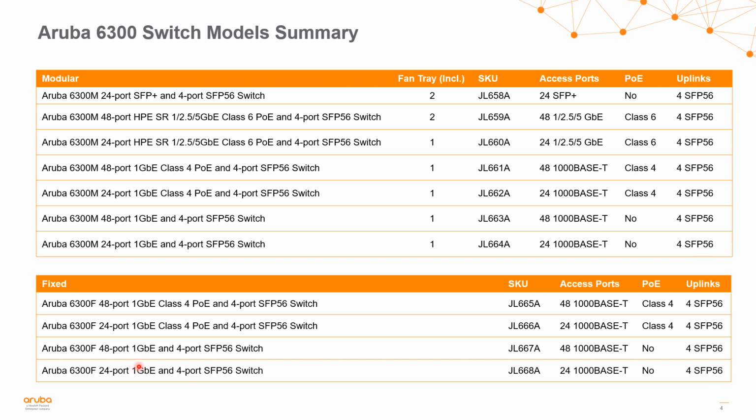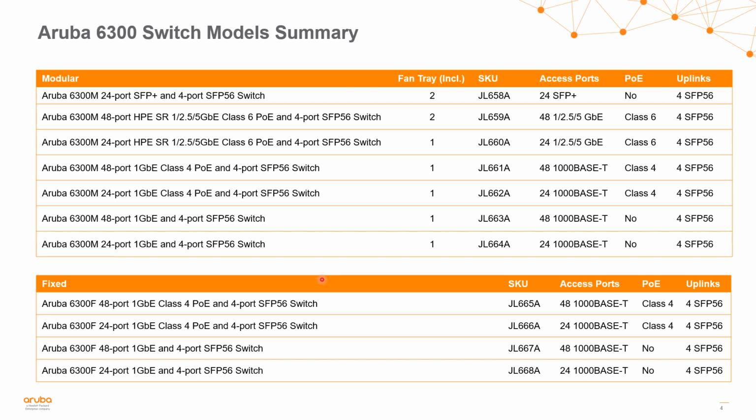The bottom 2 switches are our non-PoE switches, 24 port and 48 port 1 gig. And then above them we have our PoE switches. So these are class 4 PoE switches, 24 port and 48 port. And of course these are the fixed switches, so the fans and the modular power supply are fixed, embedded into the back of these switches.